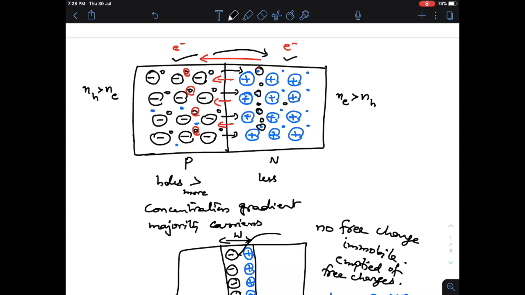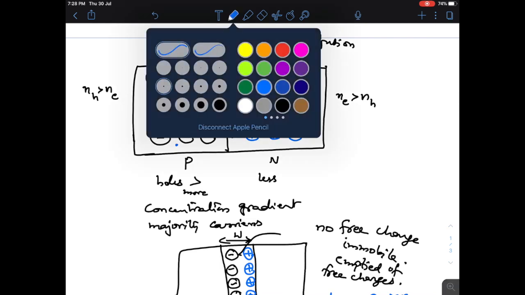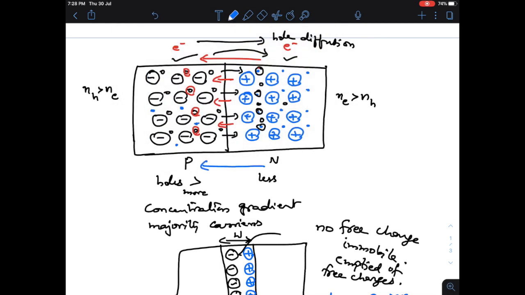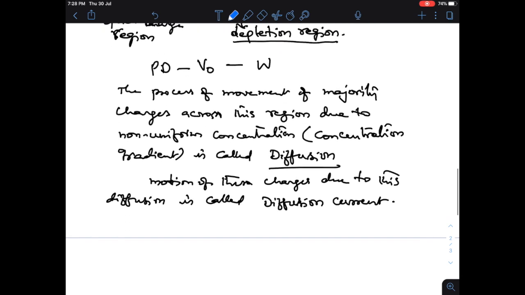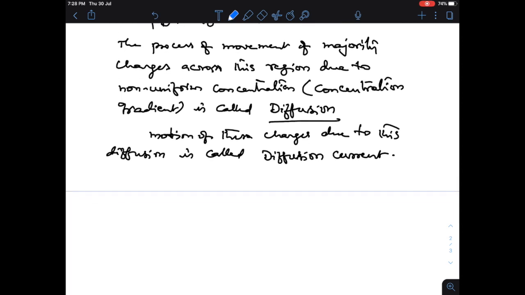So now let us see how diffusion current is here. Here it is hole diffusion. Therefore in this direction, hole diffusion current. And here in this direction you will have electron diffusion. That means hole diffusion is from the p side to the n side, and electron diffusion is from the n side to the p side. So we have this electron diffusion and hole diffusion, and that's how you have the diffusion process and diffusion current.